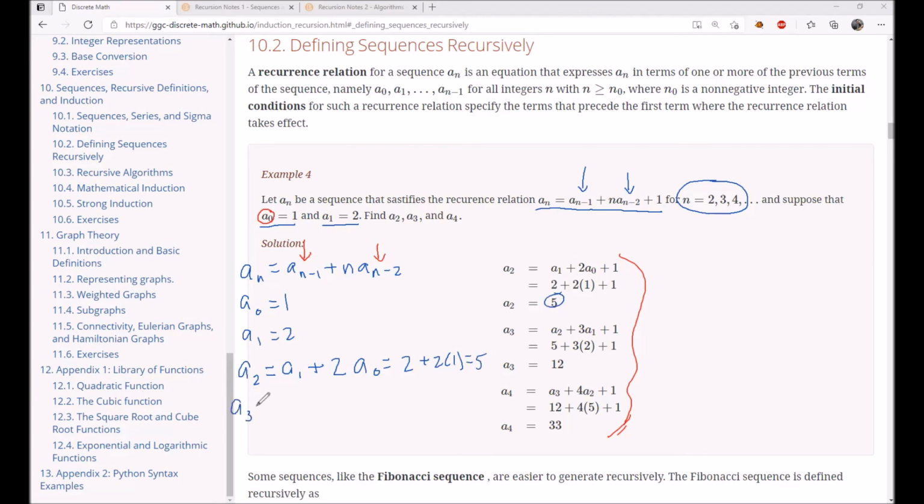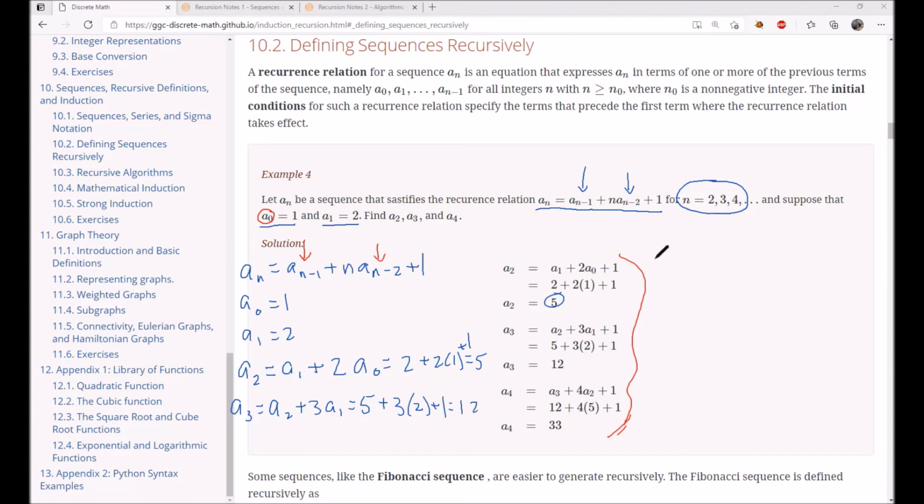I'll do a3. a3 would be a2 plus 3, because that's the term we're on, times a1. So a2 was 5, plus 3 times a1, which was 2. Whoops, I left off a 1. I left off adding 1 to these. There's a plus 1 on the end. So plus 1 to actually make that 5. And plus 1 right here. So this would be 5 plus 6 plus 1, which would give us 12.